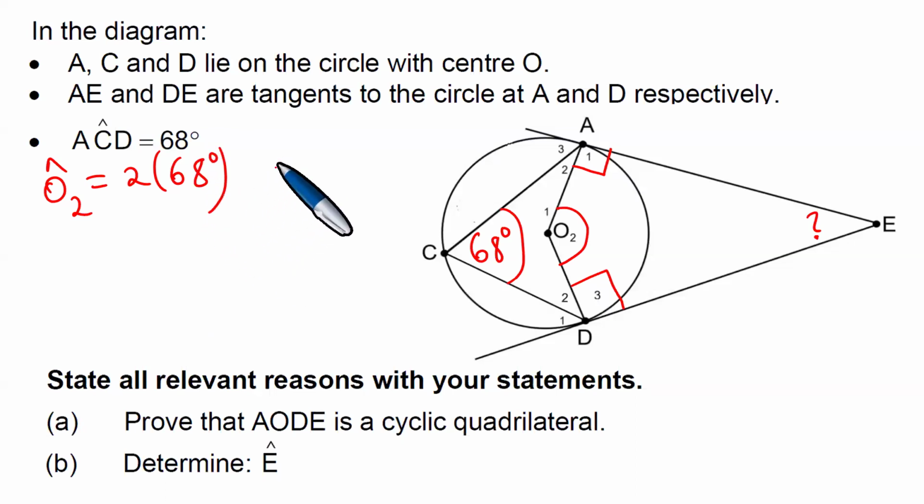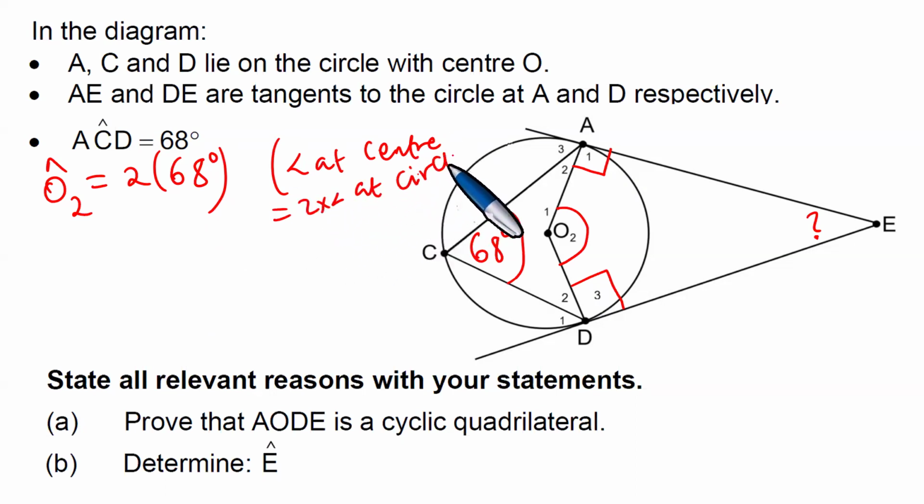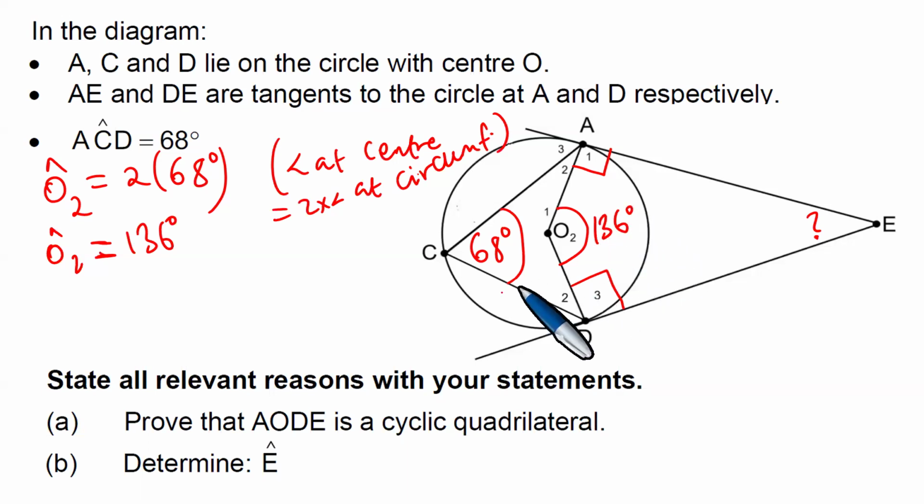Why is this the case? Because angle at center equals 2 times angle at circumference, and therefore angle O2 is 2 times 68, which is 136 degrees. Next. So in other words, this angle here is 136 degrees.